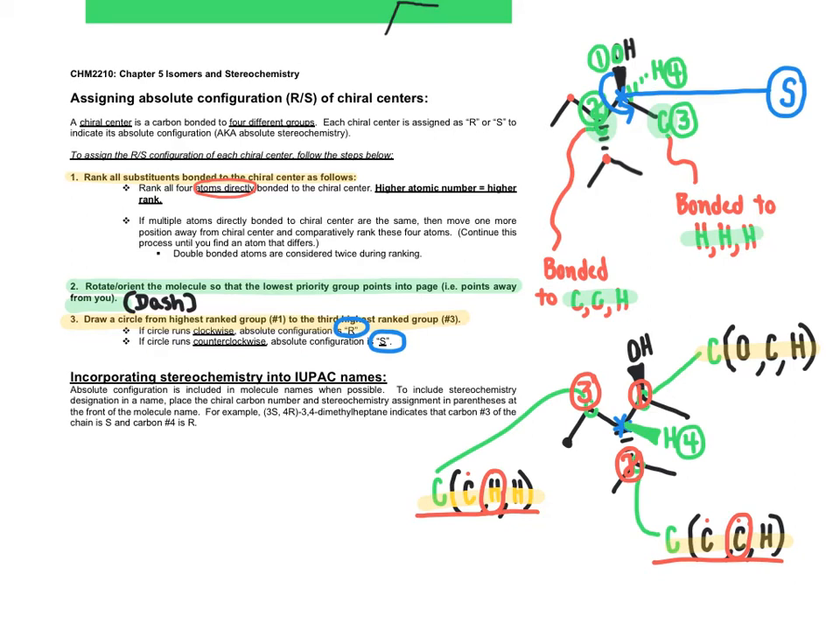Now, since we've ranked the substituents, that's step 1. Now we need to rotate or orient the molecule so the lowest priority group points away from us as a dash. This is where it can get a little bit dodgy, because one thing you can do is rotate this molecule around so that the highest ranked group points toward you and the lowest ranked group points away from you. For example, we could just flip this molecule over. In other words, rotate around.